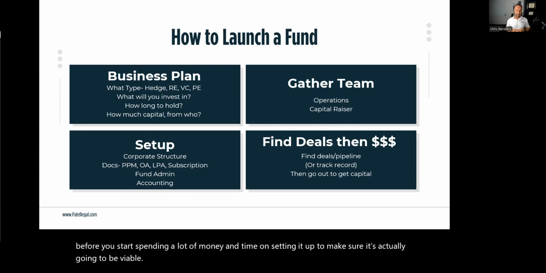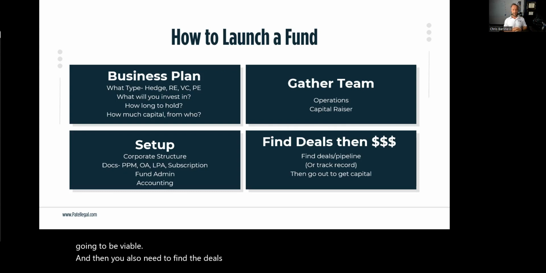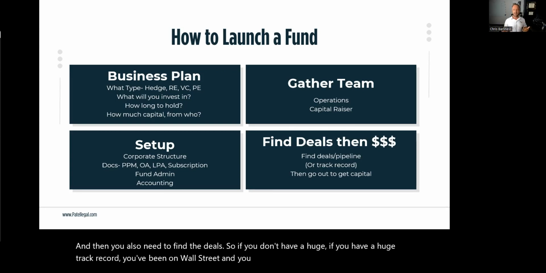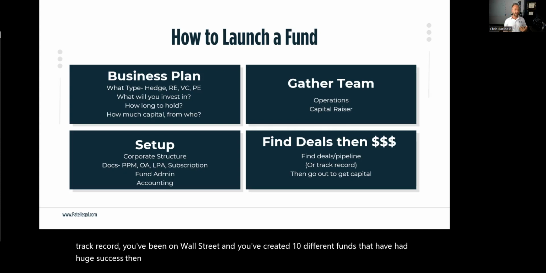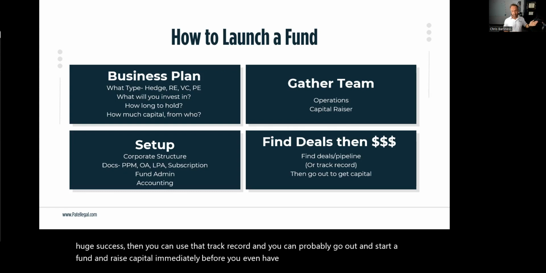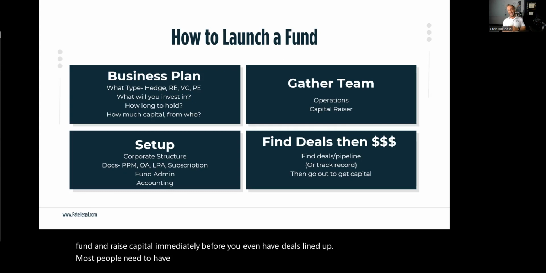And then you also need to find the deals. So if you have a huge track record, you've been on Wall Street and you've created 10 different funds that have had huge success, then you can use that track record and you can probably go out and start a fund and raise capital immediately before you even have deals lined up. Most people need to have a pipeline of deals to be able to start a fund.